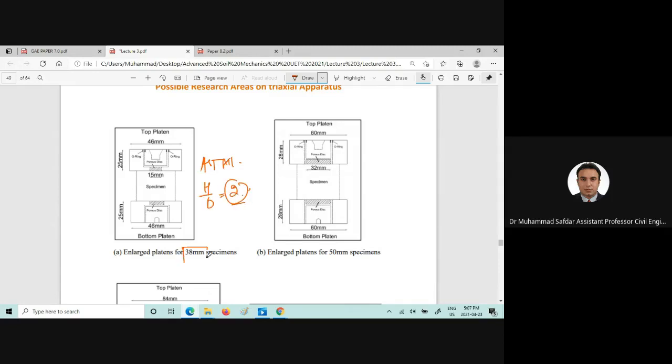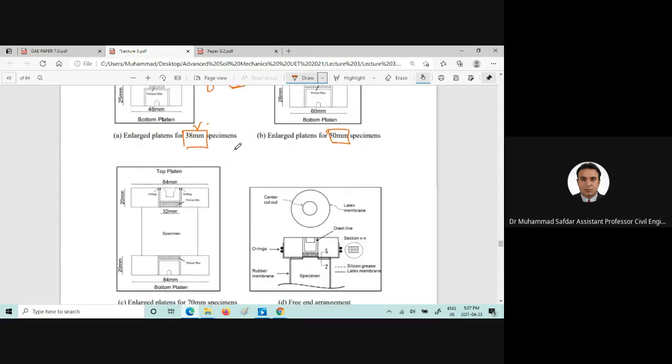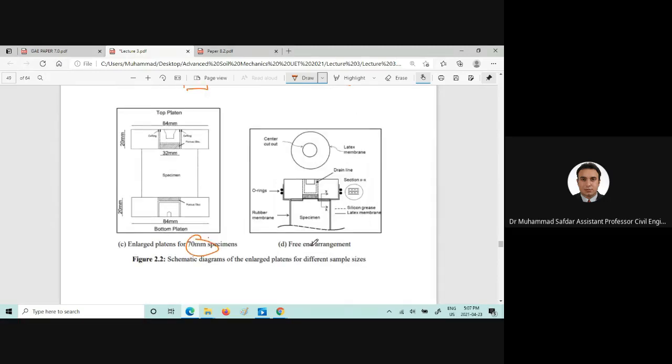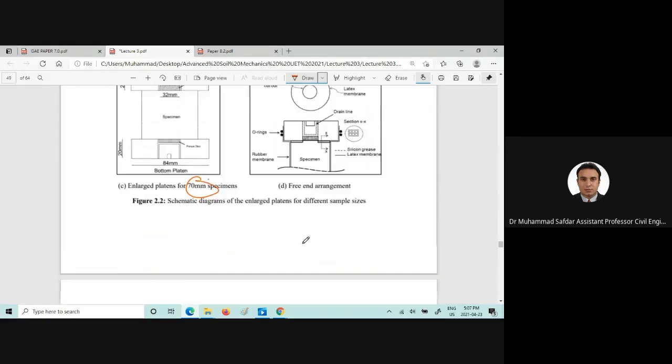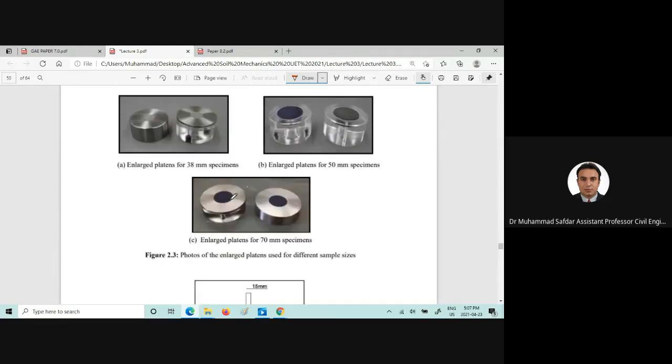So for the 38 millimeter specimen, the stress strain behavior, the consolidated drained behavior and consolidated undrained behavior was studied at various universities there. Now, you can change the pattern, you can change the sizes of the specimen, and then you can compare. You can clearly see here the enlarged platens with 38 millimeters.